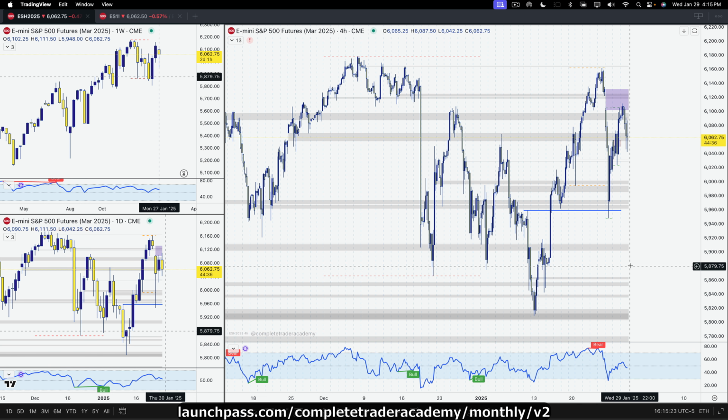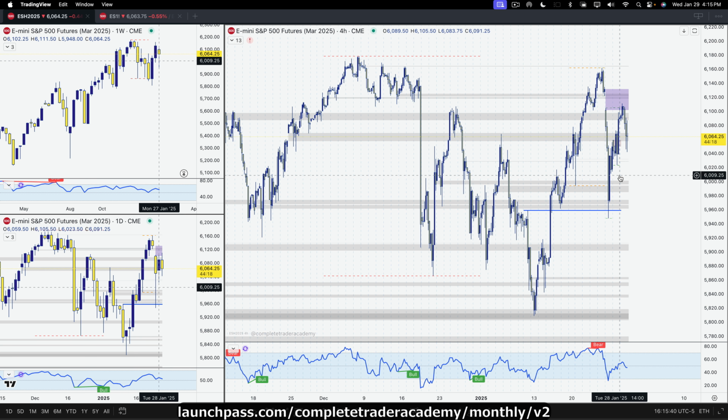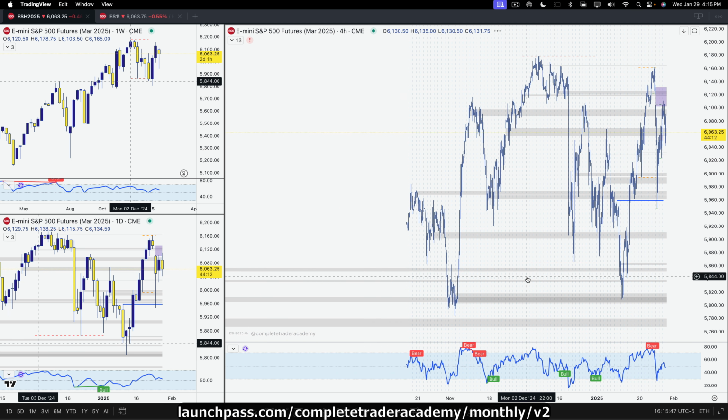Again, this might take 2-3 days. So 4 days, February 2nd, 3rd. The weekend is the 1st and the 2nd. So the 3rd is a Monday. So maybe we tap in on Monday by the time Monday comes. But for right now, I'm holding it till Monday or till we break up to these highs here.